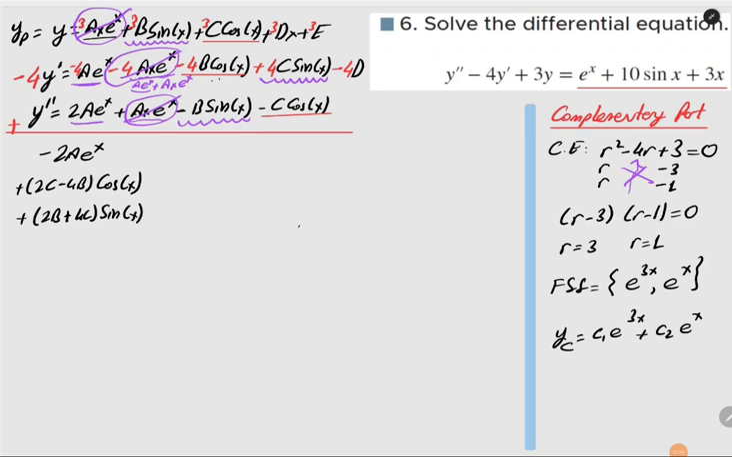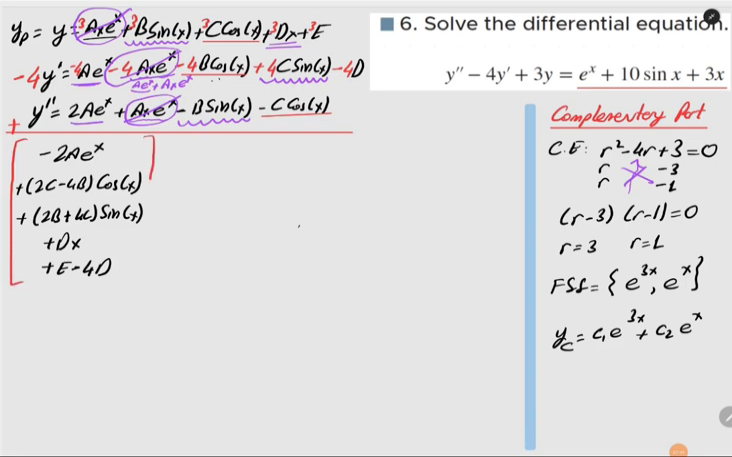And what about x terms? X terms, we have dx only. So plus dx and plus e minus 4d. All right, that's all we have.